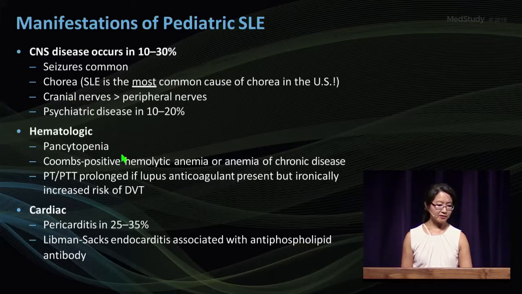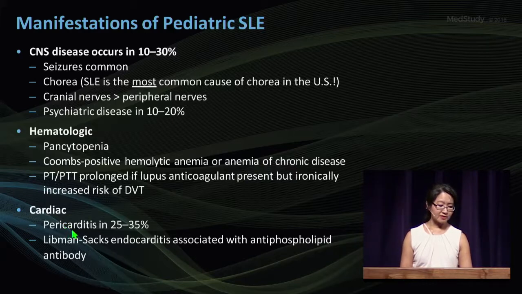For the hematologic manifestations, patients can present with a pancytopenia. Typically, this is an immunologically mediated cytopenia. The PT and PTT can be prolonged, and so if it is prolonged, think about the lupus anticoagulant. This is a misnomer because really these patients have a hypercoagulable state, not a coagulopathy. And so these patients are at increased risk for DVT and pulmonary embolism.